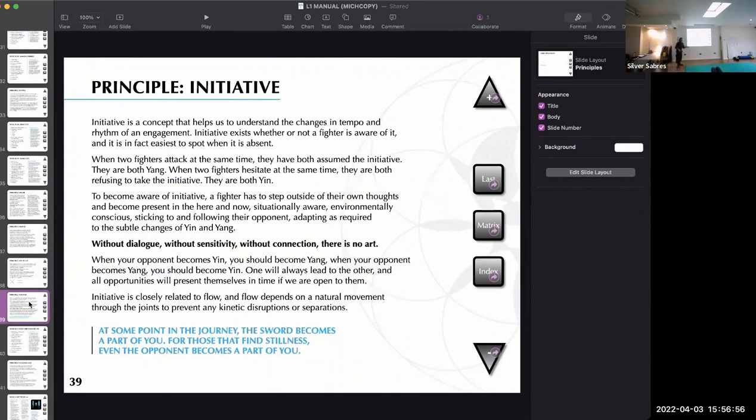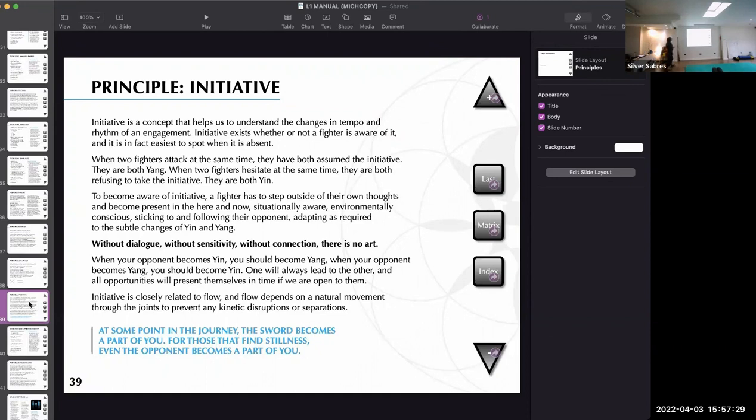The reason for that is that to understand initiative, we need to be standing up with sabres in our hands and doing play fighting. If we're not doing light sparring, it's very hard to talk about initiative. But I'm going to give you the intellectual property that is associated with it now. Initiative is a concept that helps us to understand the changes in tempo and rhythm of an engagement. Initiative exists whether or not a fighter is aware of it, and is in fact easiest to spot when it is absent.